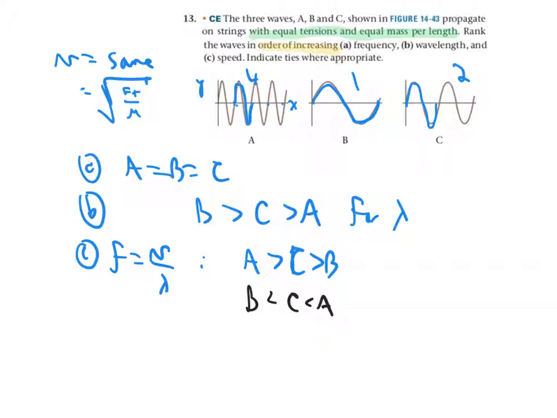And then part B tells us that A is less than C is less than B. So just to accord with the textbook's order.